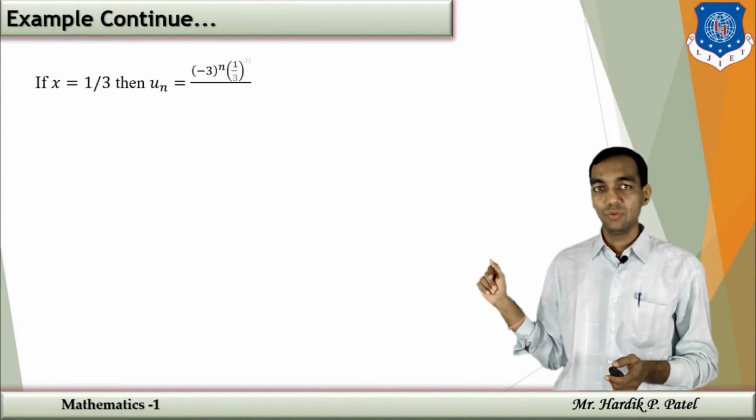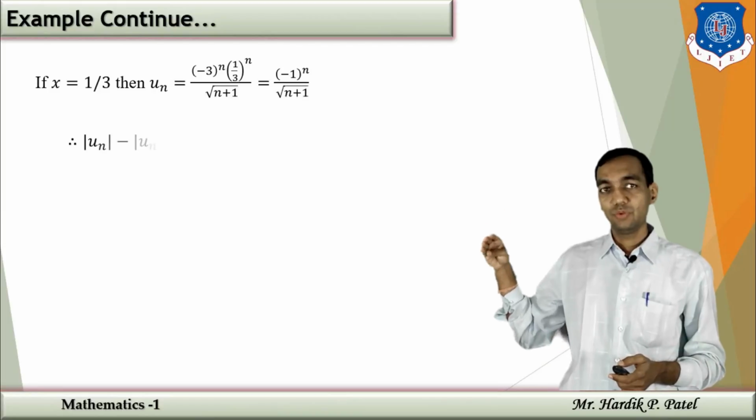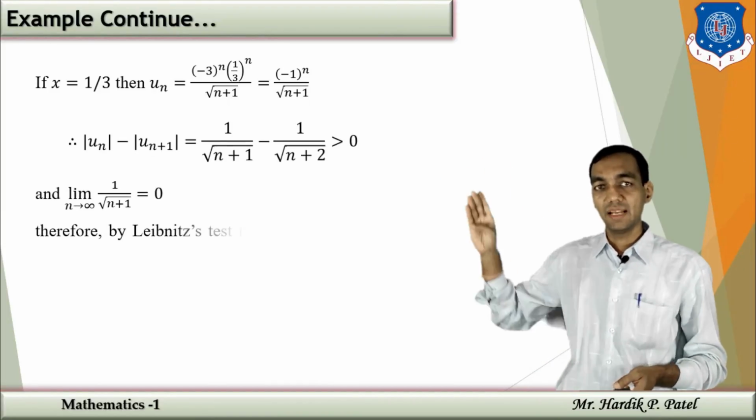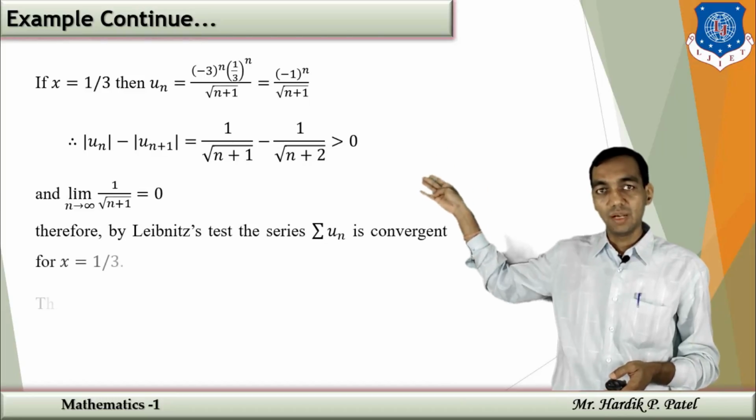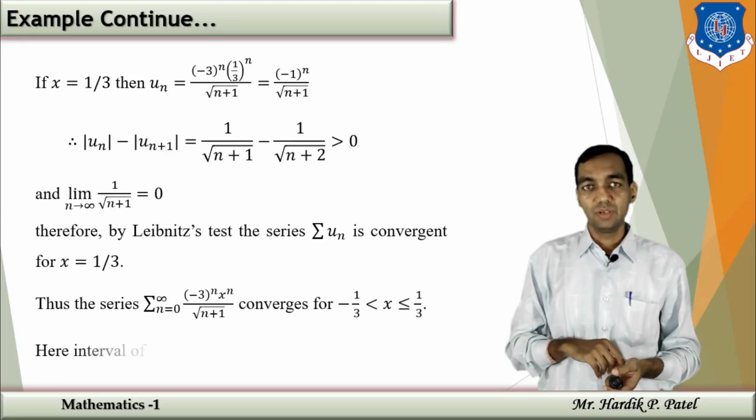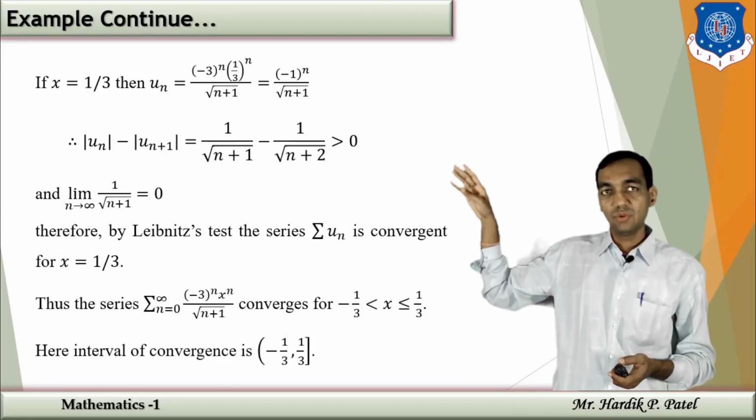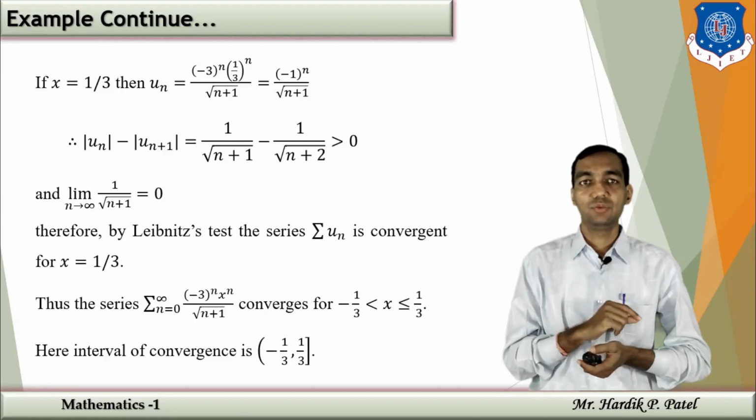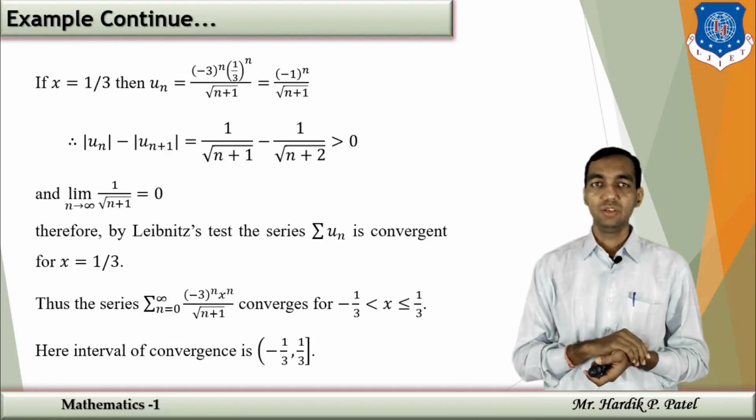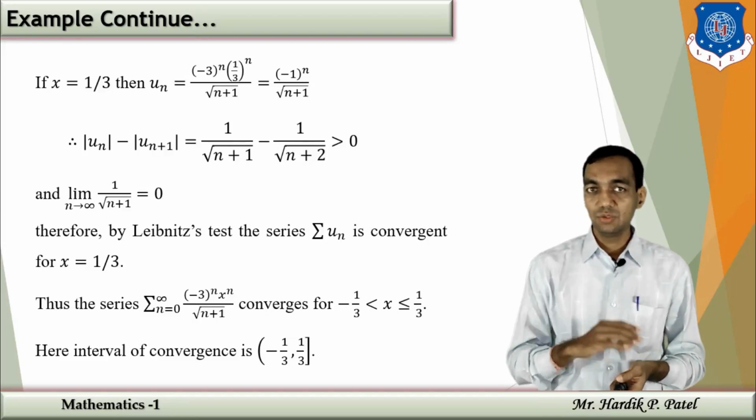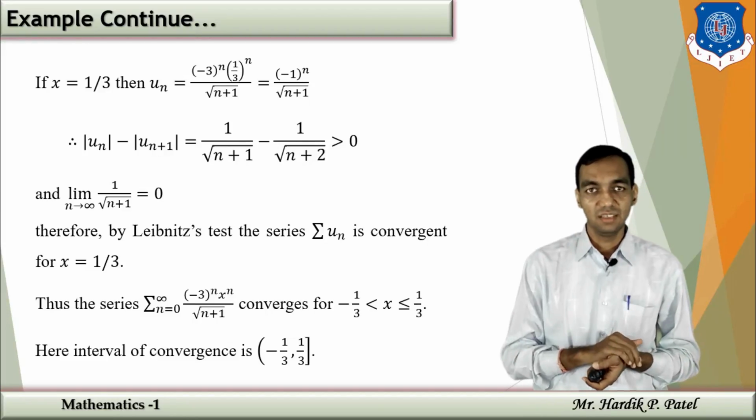So for x is equal to 1 by 3, if you put 1 by 3 in your Un, then Un is going to be minus 3 raised to n into 1 by 3 raised to n divided by under root of n plus 1. See, 3 raised to n and 3 raised to n will be cancelled out, and you will have minus 1 raised to n remaining in the numerator. So now, minus 1 raised to n means your series is an alternating series, correct?